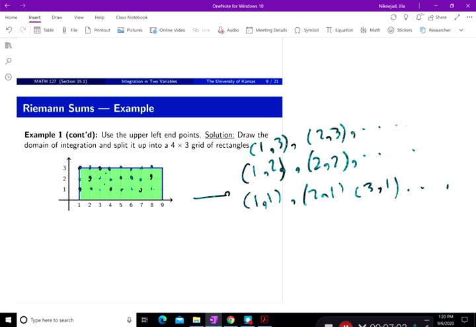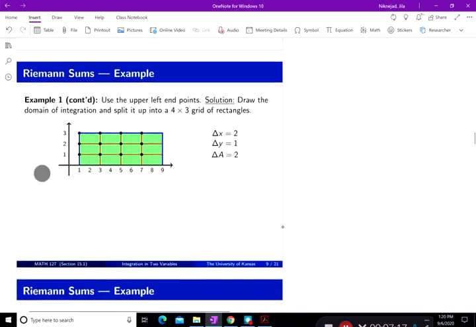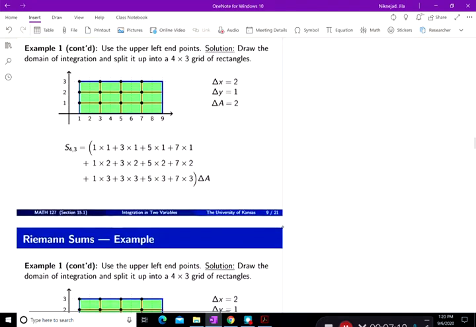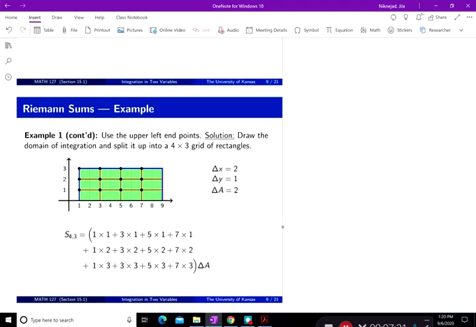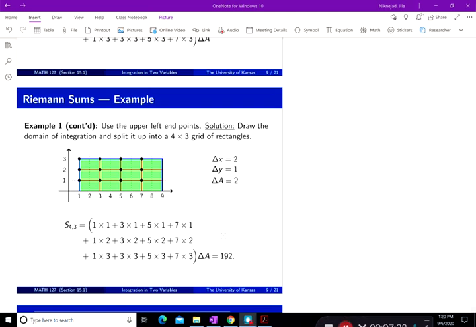And so you find the function value for each of these points, and you multiply. By the way, delta A did not change because it's still delta x times delta y, which is 2. And so you multiply by delta A. And this is how you find the estimation with the upper left point, which is going to turn out to be 192.